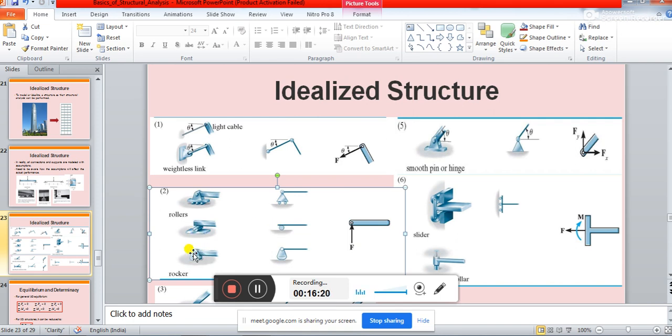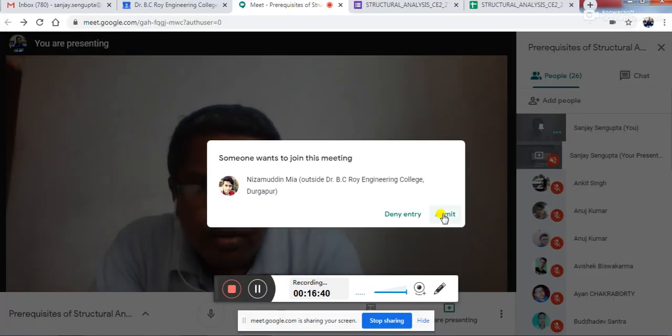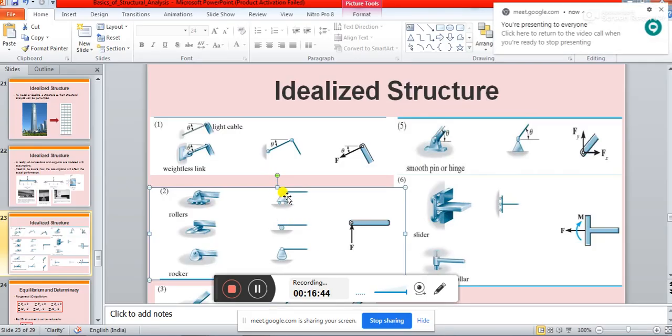This support also, if you are idealizing, will allow horizontal movement, because a rocker support will just move in this direction and this direction. So, it will allow the horizontal translation, as well as the rotation. So, which action will not be allowed?